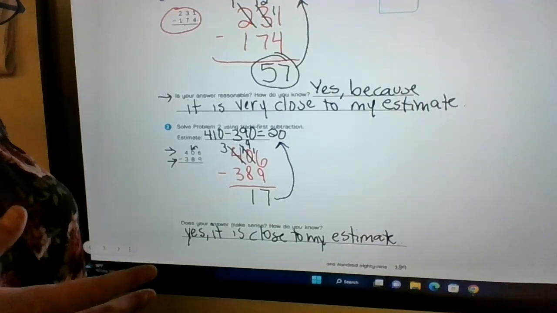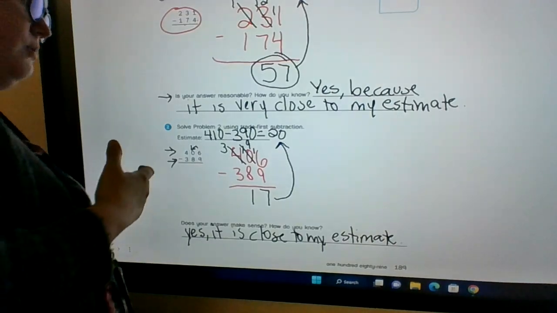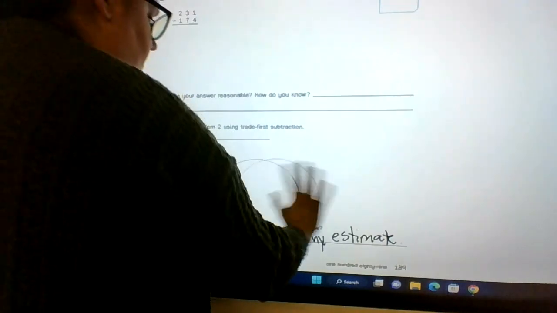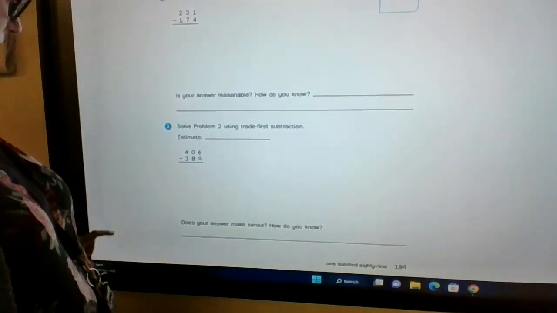Hopefully this is really making sense, and this is really just more of a review. We haven't spent a whole day on it, but it's more of a review for us. And it's not completely brand new.